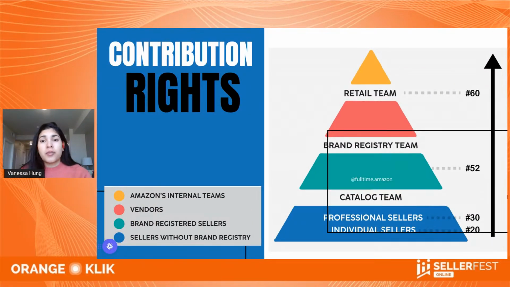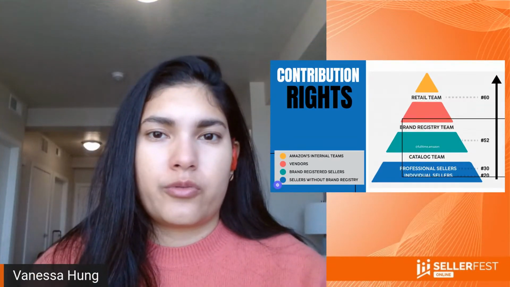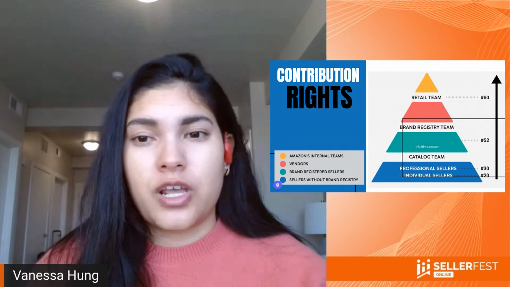So it is extremely common that you get an attribute stuck, right? You want to change your image and it's not changing. You want to change your title and it's not changing. The catalog team will not be able to override a contribution made by a brand registered seller. For that, we have the brand registered team, which is the one that we always get escalated to when we have an issue, and they are the only ones capable of overriding a brand registered seller.